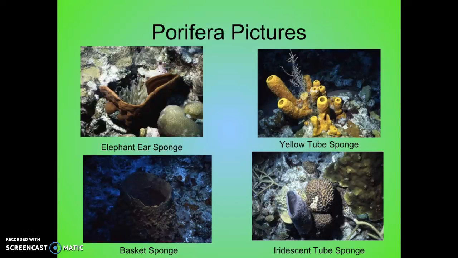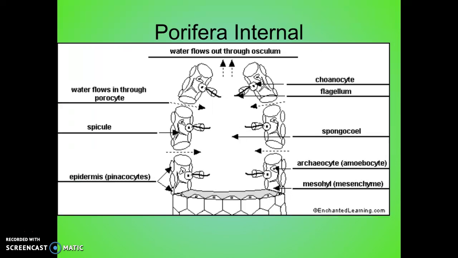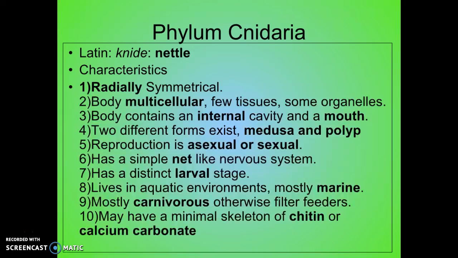These are just a couple of examples. These are pretty cool looking. The yellow tube sponge. They also have this in pink. And this one's kind of cool here. This just shows you another example of the different portions of a sponge. And this would be the next phylum that we will start with on the next lecture.